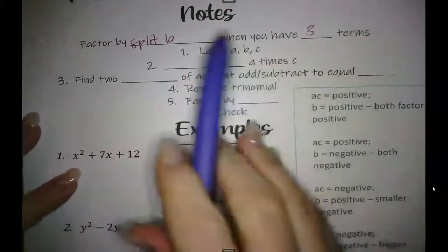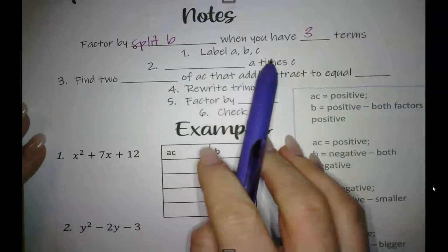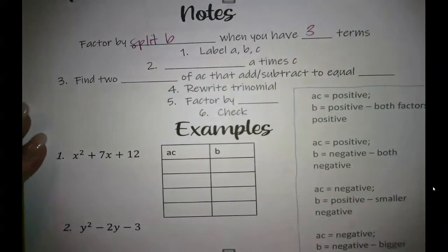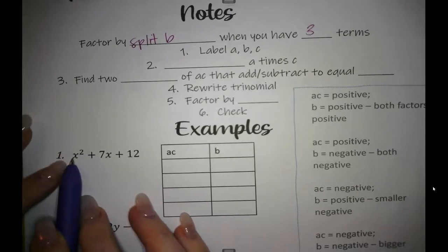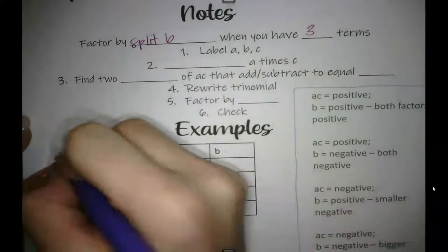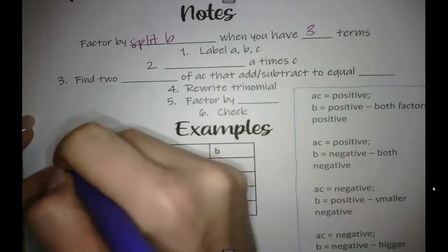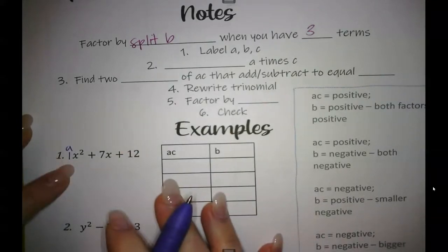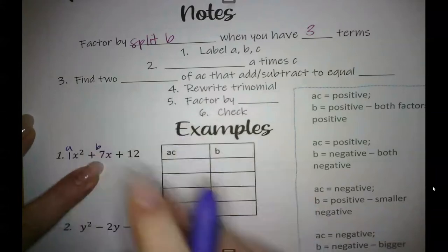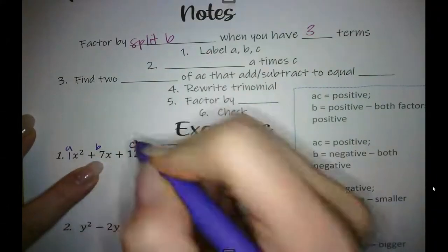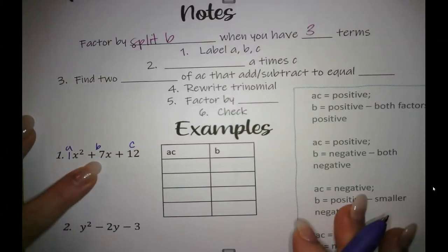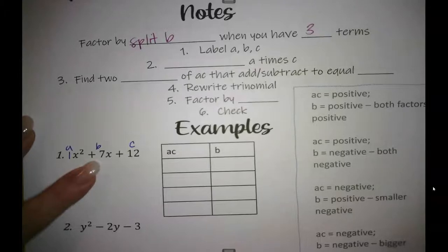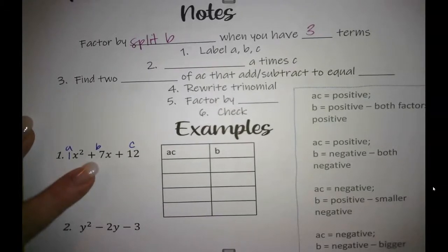So our first step is to label our A, B, and C. Remember, our A is the number in front of the x squared. Here there's no number, so it's an understood 1. A would be 1. B would be positive 7, and C is just the number out front, and that is positive 12. After we label, our next step is to multiply A times C.